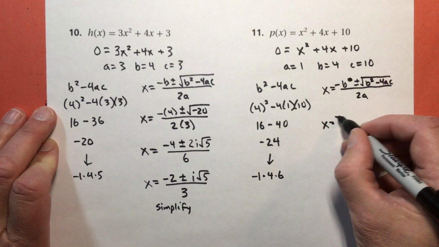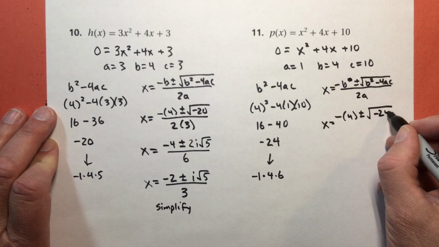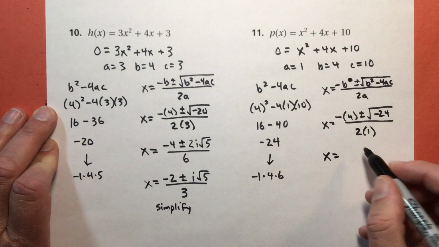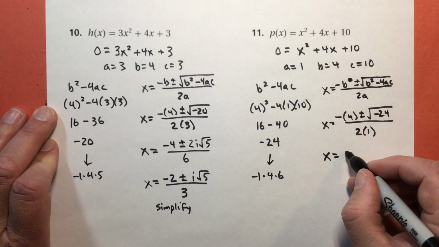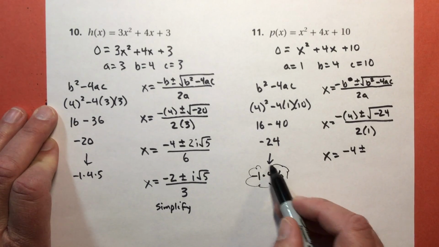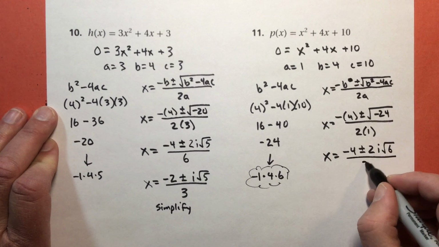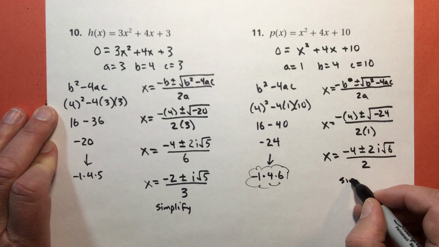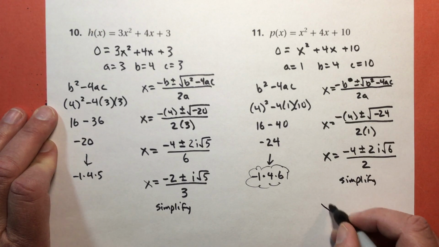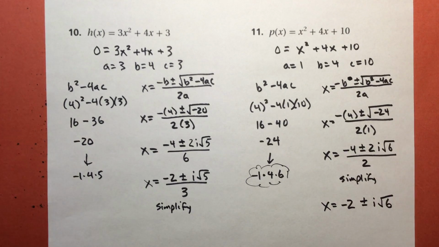All right, so the opposite of b is the opposite of 4. The square root of the discriminant, square root of negative 24. And this is 2 times 1. Opposite, simplify, multiply. So I get negative 4 plus or minus, this is 2i times the square root of 6 divided by 2. And now I need to simplify, because 4 divided by 2 and 2 divided by 2 simplify. I get x equals negative 2 plus or minus i times the square root of 6.